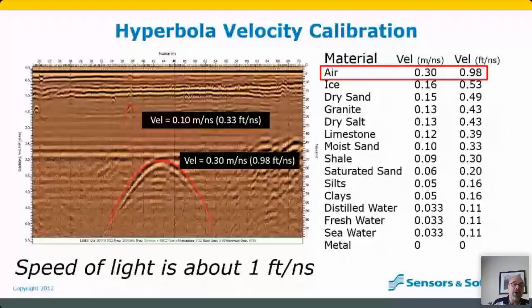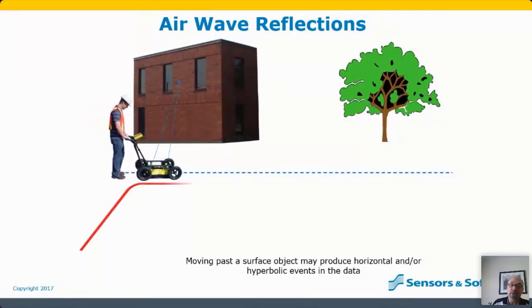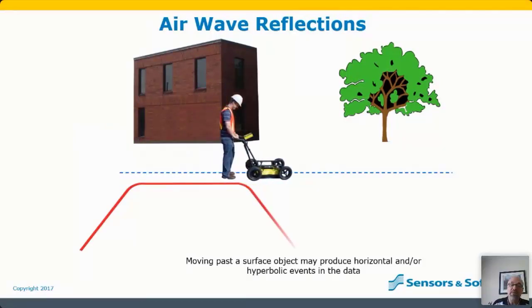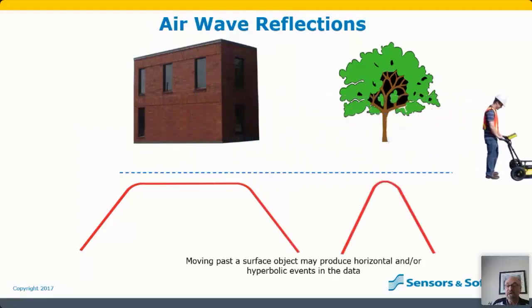Airwaves are the idea that some energy, not a lot of energy, but some energy will leak out from the GPR, from underneath the GPR system, and it can bounce off of things. It can bounce off of buildings. It can bounce off of trees and metal posts and power lines over your head and all those things. Not a lot of energy, but a little bit.